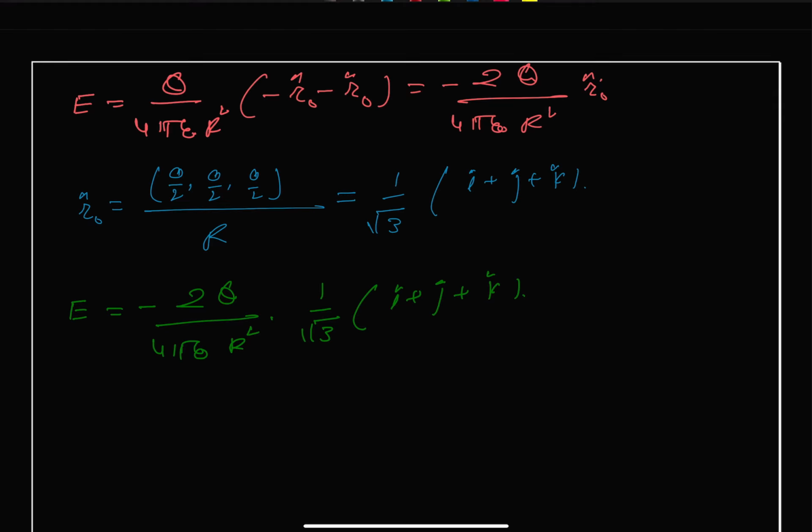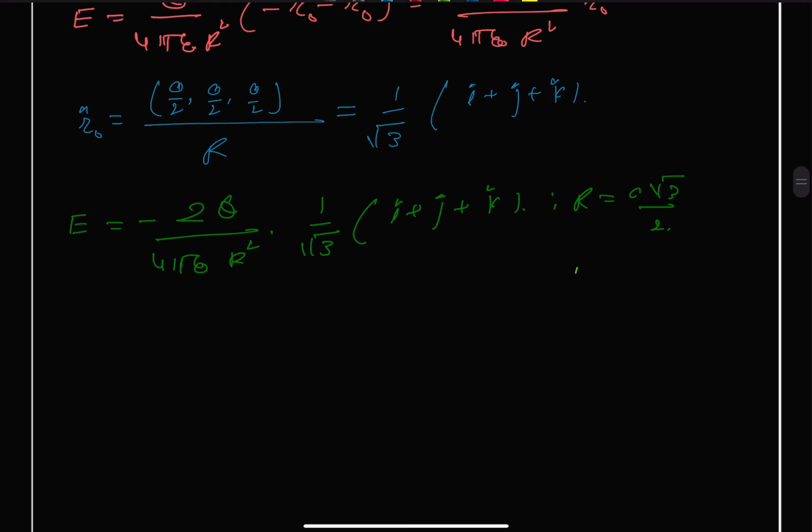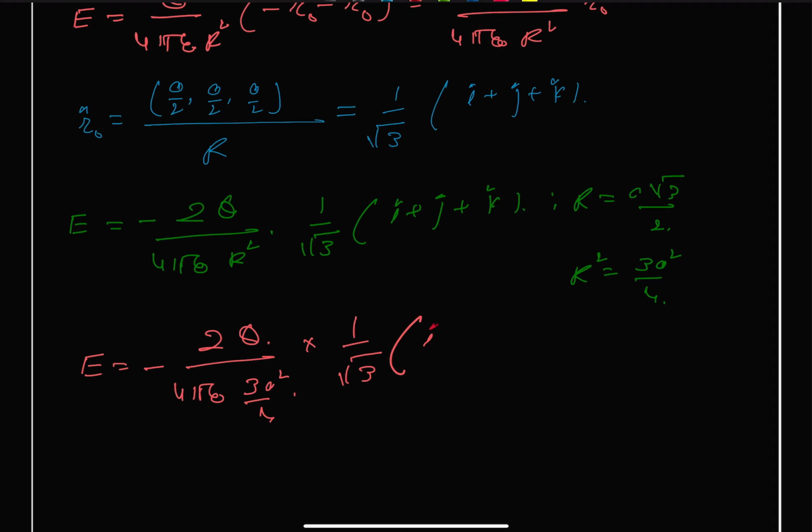We already know that r is equal to a root 3 by 2. So r square will be 3a square by 4. So we get our electric field equal to minus 2q over 4 pi epsilon naught, with 3a square by 4 multiplied by square root of 3, times the i unit vector, j unit vector and k unit vector.